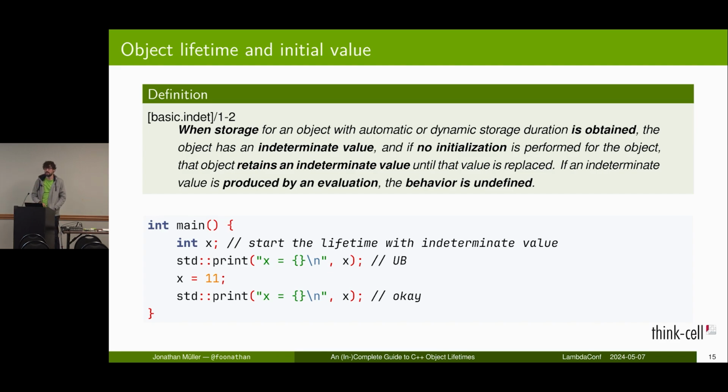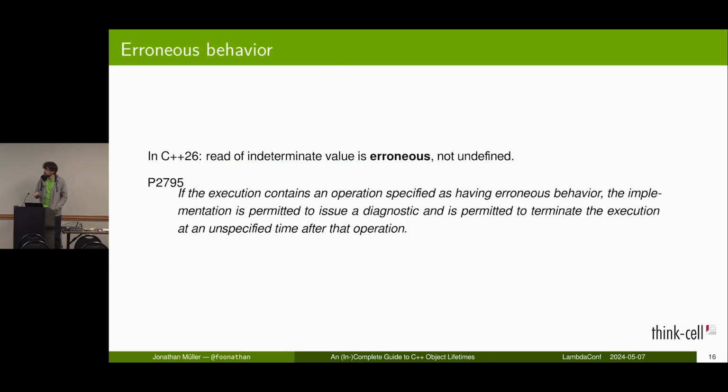This is actually going to change in C++26. So in C++26, it is no longer undefined behavior. Instead, we're going to introduce a new term, erroneous behavior. Erroneous behavior is essentially what we wanted undefined behavior to be. The compiler isn't allowed to do arbitrary optimization, assuming that erroneous behavior doesn't happen. Instead, it's only allowed to issue a diagnostic and or terminate the program. So it's a much more tame form of undefined behavior that doesn't allow any dangerous optimizations.